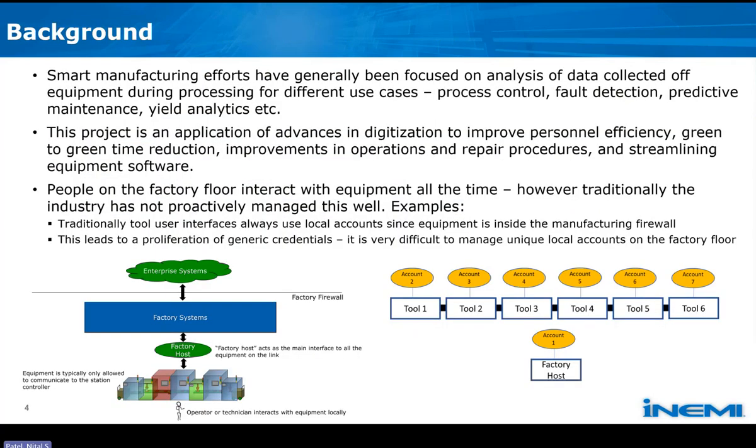So, background. Traditionally, when we talk about smart manufacturing, we talk about looking at sensor data, process control, fault detection, yield. But this project is a little bit different. What we've been looking at is how we can make use of digitization to improve the efficiency of people on the factory floor, help with downtime reduction, and make the operations and repair procedures more efficient by collecting more data and information off the tools.